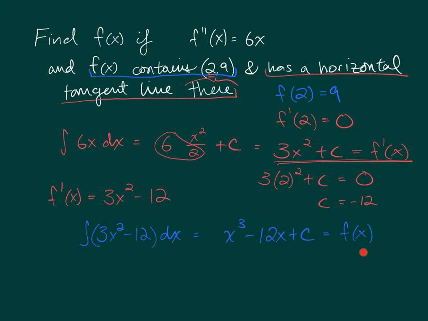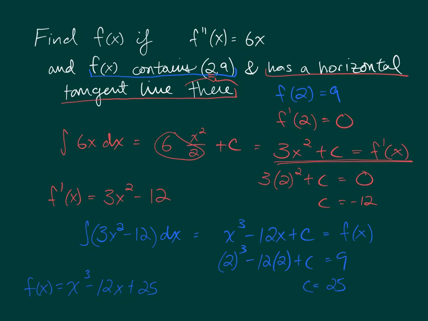So with our function here, I know if I substitute 2 in for x, I should get back 9. So this gives me an equation that looks like this: 2 cubed minus 12 times 2 plus c equals 9. If you solve for c here, this is minus 24, this is plus 8, this whole thing should be minus 16, add 16 to both sides, you should get c equal to 25, which gives us the equation x cubed minus 12x plus 25.